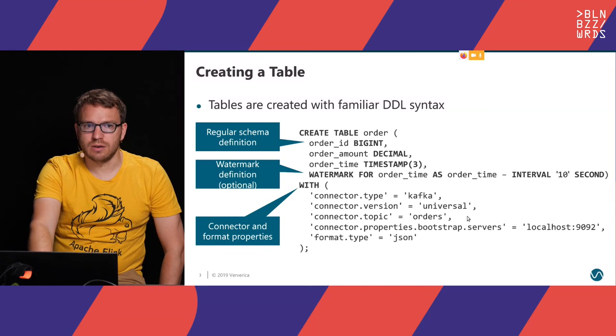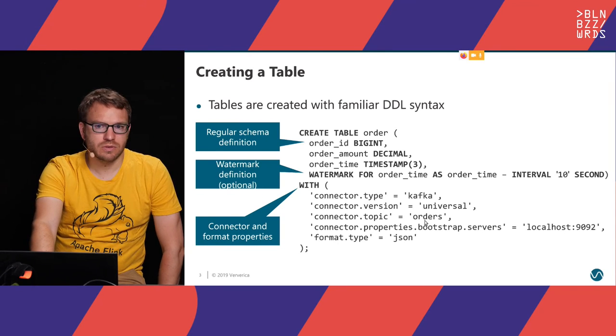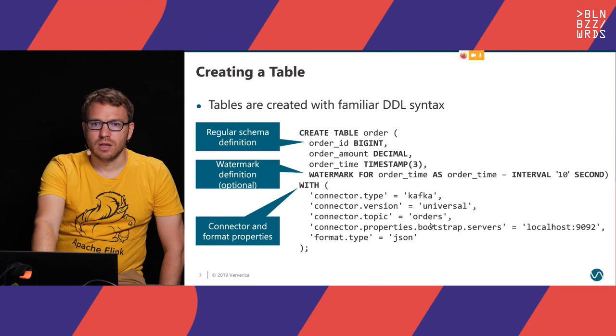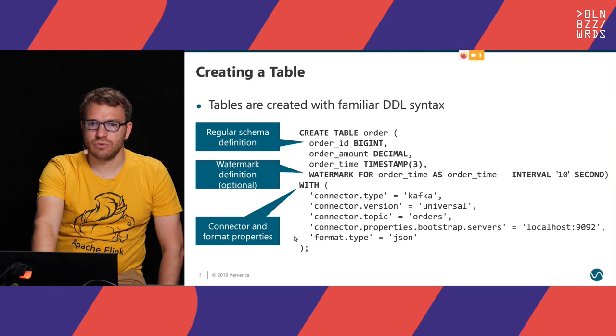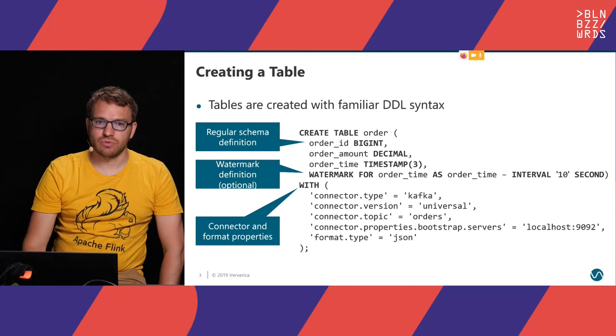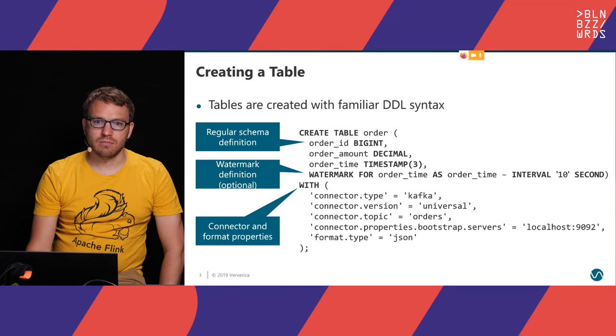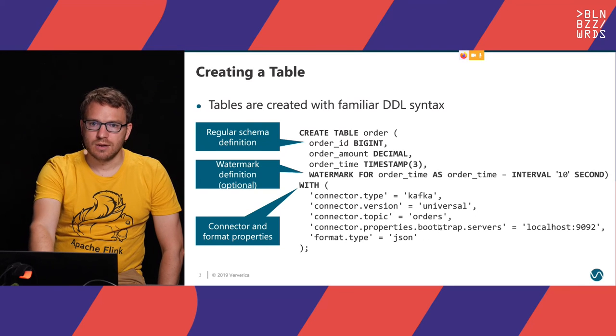We obviously also need to tell the connector from which Kafka topic we want to read. This is called orders here. There are some other properties like bootstrap servers, which here is running on my local machine. And we also want to specify the format. We want to read JSON data here, and Flink can internally infer from the schema definition of the table the JSON schema that it needs to read. So these are the properties that you would need to provide to read from a JSON encoded Kafka topic. Obviously, if you're using Avro or some other storage system, all these properties look a bit different.